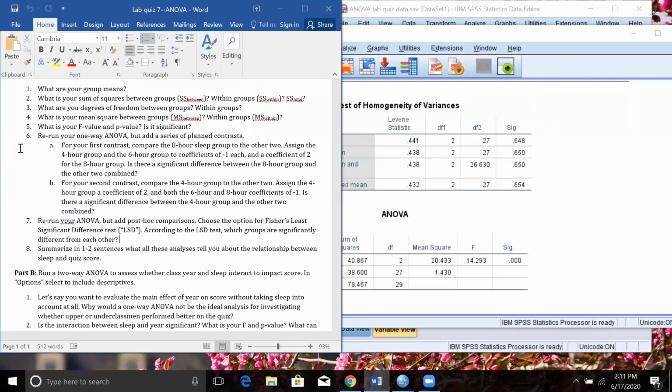One is what's called a series of planned contrasts. This is if you predict that one of the groups is significantly different from the others. So if you think, for example, that a full 8 hours of sleep is significantly different from any amount of undersleep, so you predict that 8 hours of sleep is significantly different from 4 and 6 hours combined. Or you might predict that there's something special about only getting 4 hours of sleep that makes it significantly different from the other 2 combined. So first we're going to run our planned contrasts.